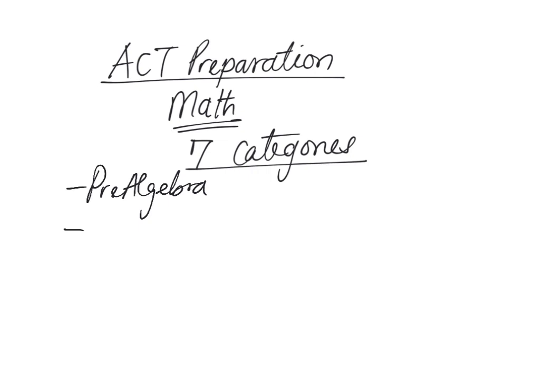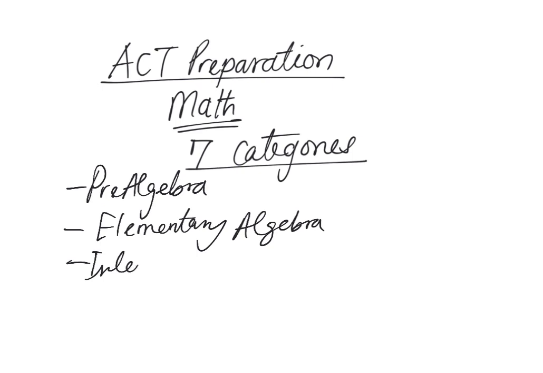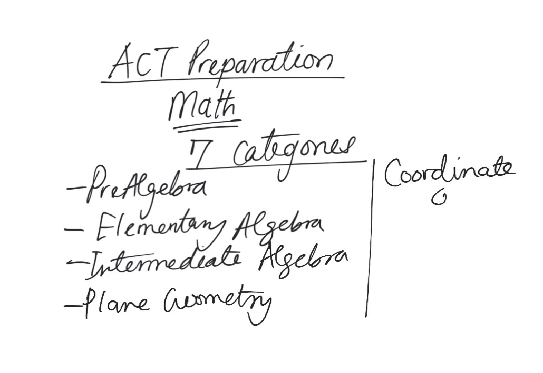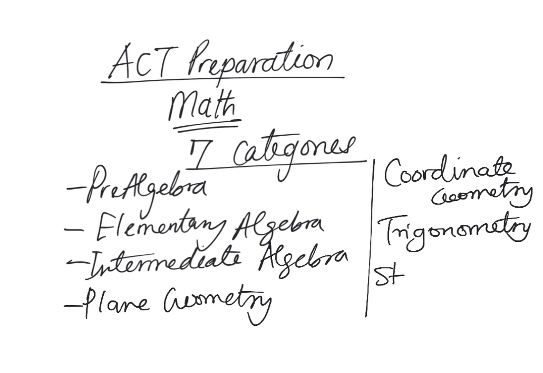So we have pre-algebra, we have elementary algebra, and then we have intermediate algebra. So you're looking at algebra 1 and algebra 2 materials here. And then we have geometry, plane geometry. We also have coordinate geometry, and trigonometry. And finally, we have statistics and probability. So those are the 7 sections.